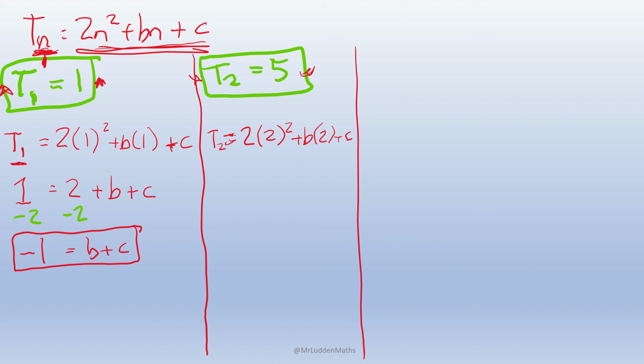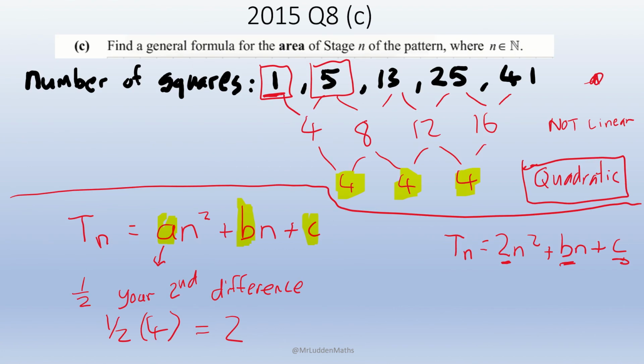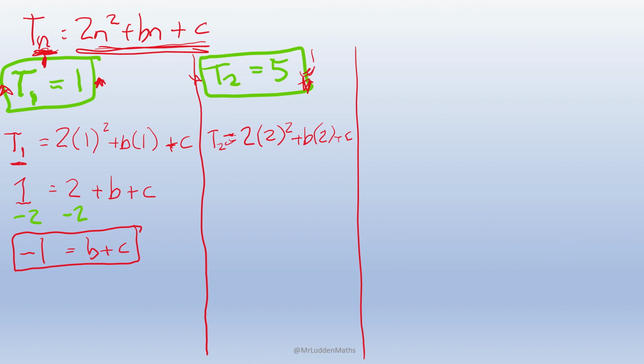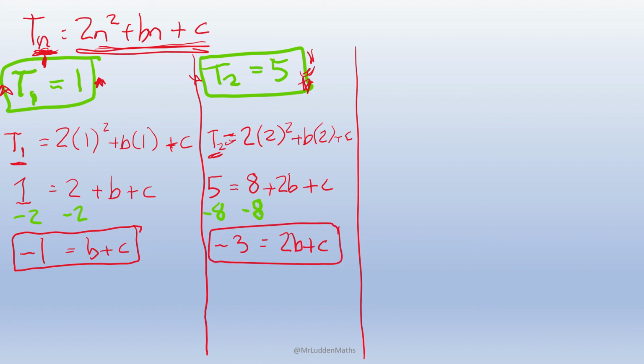Now, if you look at this, my second term was 5, and if we look back at our original sequence, my second term was 5 as well. So it's literally exactly what I've written, I've just written it in a different way here. If my second term is 5, then 5 is going to be equal to 2 times 2 squared, which is going to give me 8, plus 2 times b plus c. Now if I was to tidy that up, I'm going to take 8 away from both sides. And what I'm going to end up with is minus 3 is equal to 2b plus c. And that right there is your second equation.